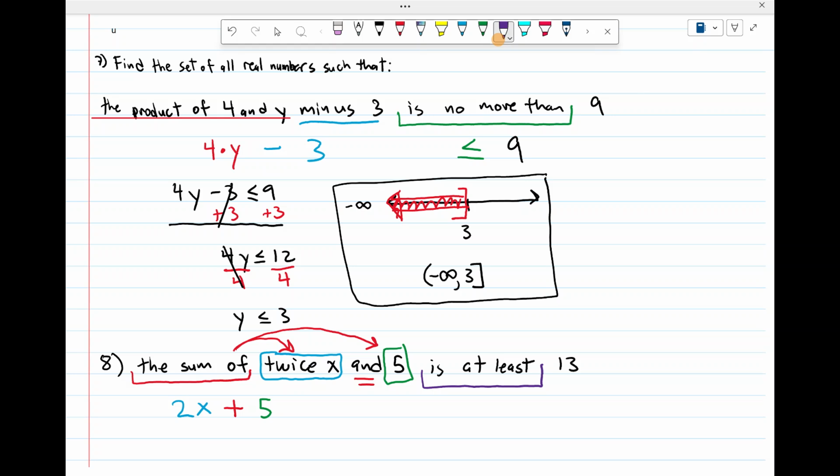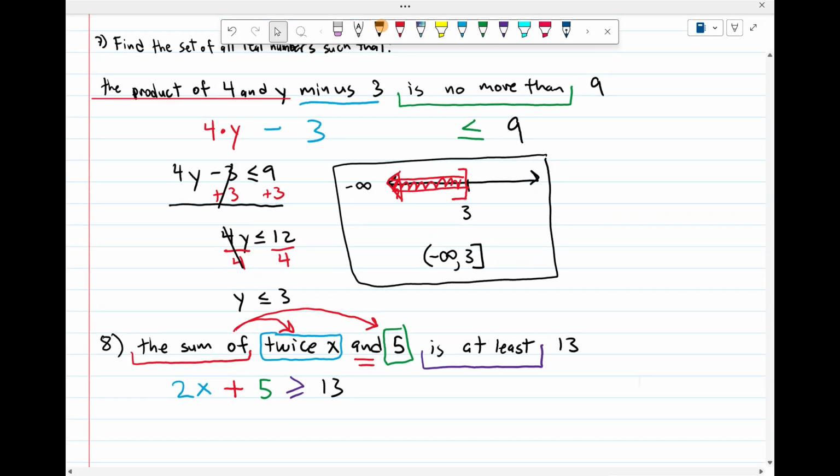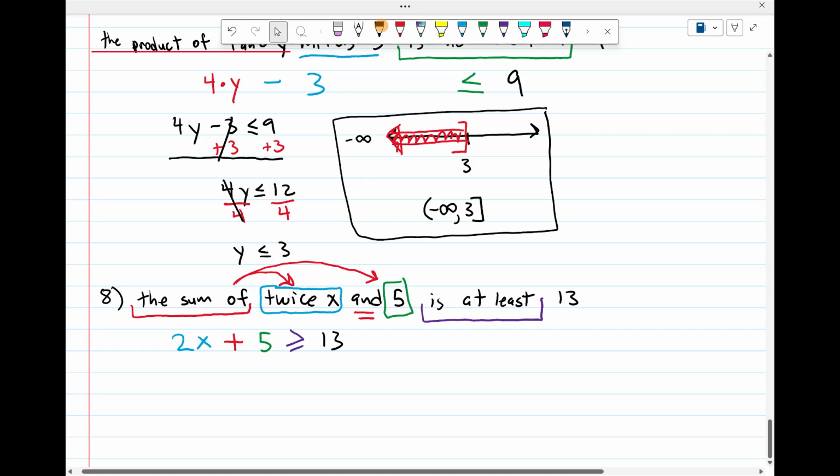Right? So when I say the sum of twice x and 5 is at least 13, that means it could be equal to 13 or it could be larger. So I want 2x plus 5 to be greater than or equal to 13. It could be 13 or it could be larger than 13. Again, that part is the difficult part. Make sure you really think that part through when you are deciding which one to use.